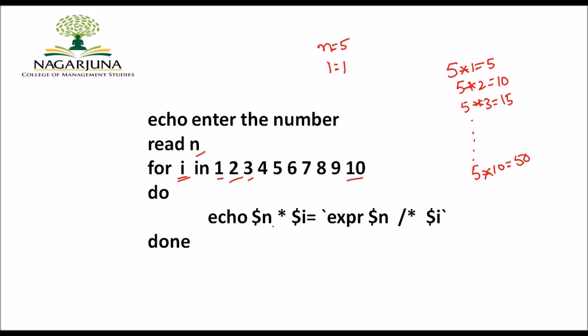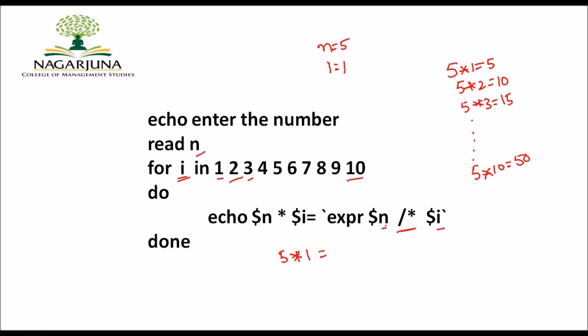Now it performs the calculations, that is, n into I. What is the value of n? n is 5, and 5 into the value of I, which for the first time is taken as 1, and we have an expression to calculate the product of n and I. So this is your product operator.